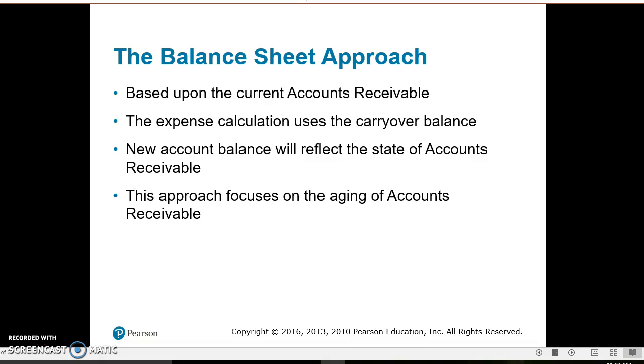The balance sheet approach looks at your current accounts receivable and is based on how much money you have out. So it's not really based on your sales as much as it is how many people actually owe you money. So this approach looks at aging your accounts receivable.